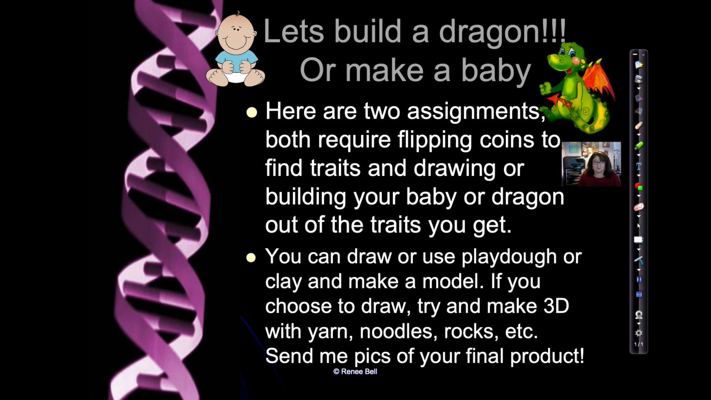Basically, what you're going to do is flip a coin. You can do it all by yourself. You don't have to have anybody help you, but if you do have somebody help you, that makes it easier. One of you would be mom and one of you would be dad, and you're just going to flip those coins, and I'm going to give you a whole list of traits. You're going to come up with it yourself.